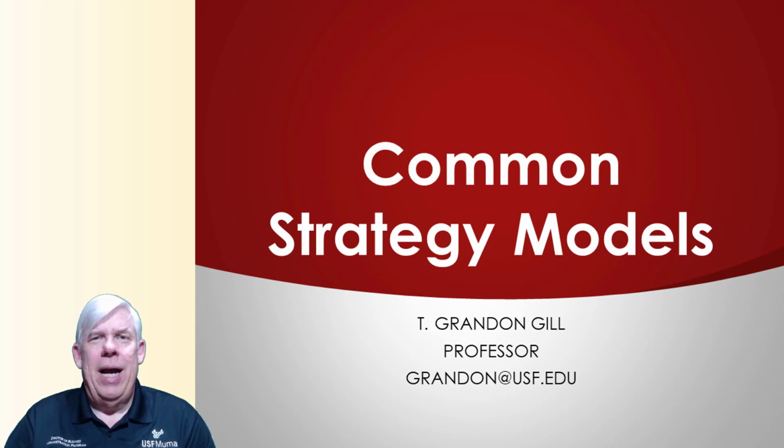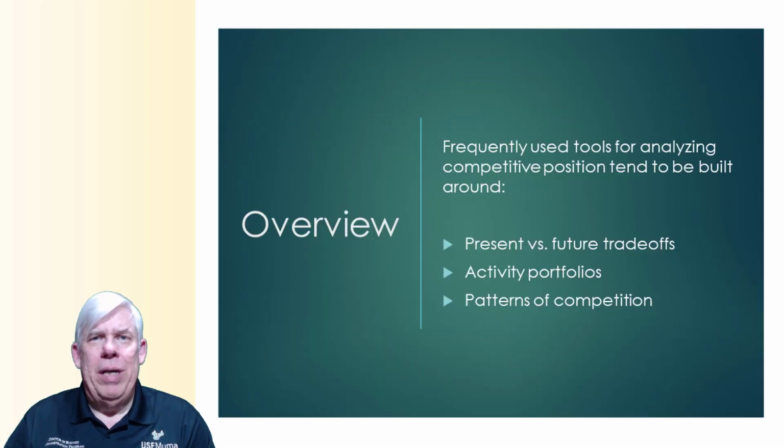This is the second lecture in a series of lectures that look at how complexity and information technology impacts strategic decision making. In this lecture, we're going to look at some of the more common models used in business strategy. The models that we'll be looking at generally fall into three broad categories.